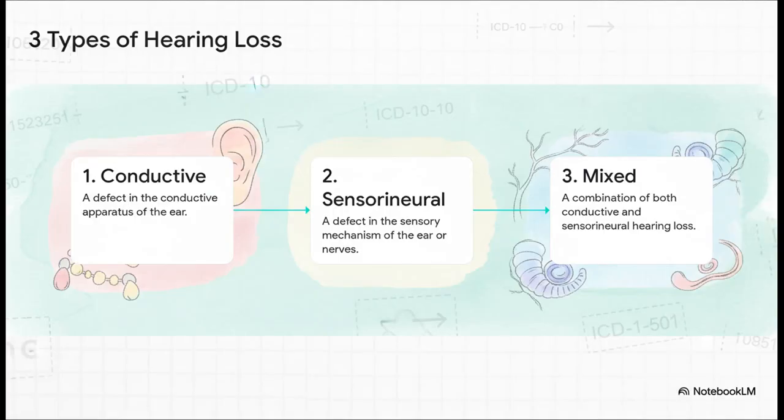Hearing loss is another one where the code you pick really depends on the specific type. There are three main categories. There's conductive, which is a problem with the mechanical parts of the ear that conduct sound. There's sensory neural, which is a problem with the nerves that send signals to the brain. And then there's mixed, which, as you can probably guess, is a combination of both. So the first step is always to identify the type.